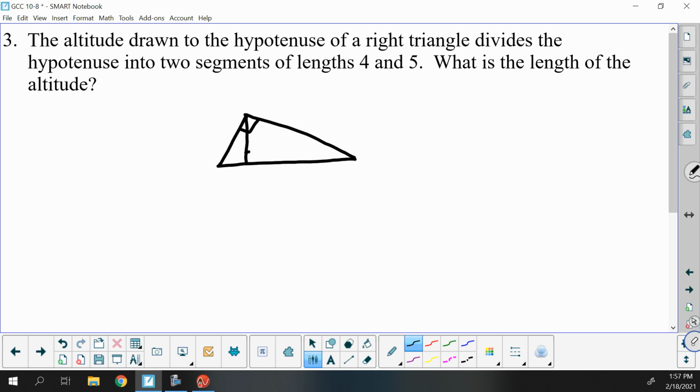So we have a right angle there, a right angle there. Divides the lengths of the hypotenuse into 4 and 5. So let's call that one 4 and that one 5. What is the length of the altitude? So we're going to call that x.